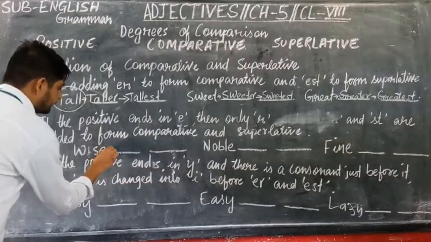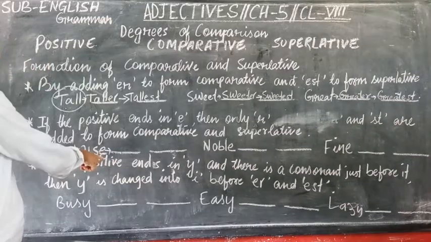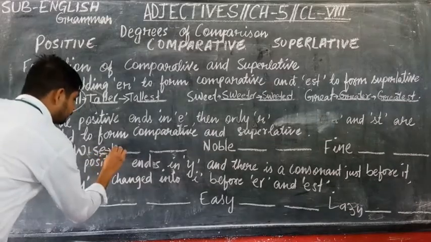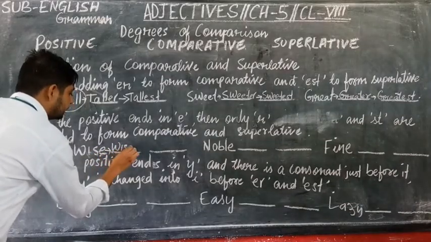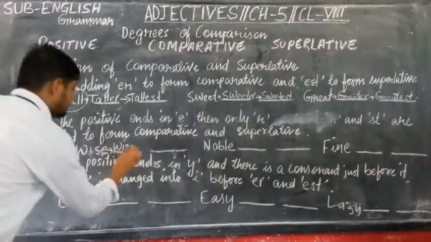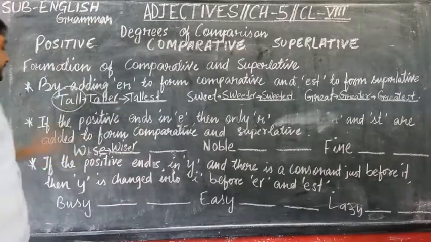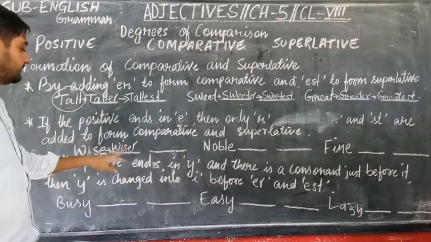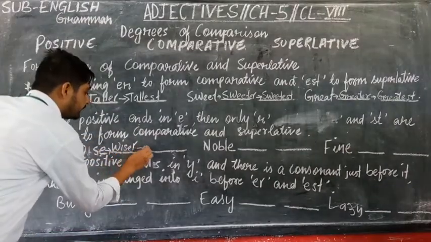So wise is there, so the last letter is E. So what do we do? W-I-S-E. What do we add? We add R to make the comparative. So R added: wiser. Wise, wiser. This is the comparative. Now the superlative.